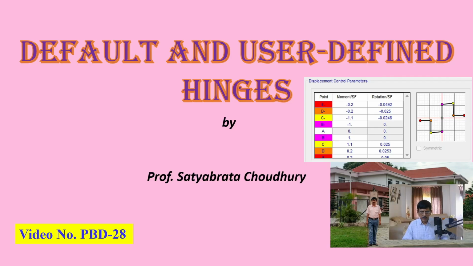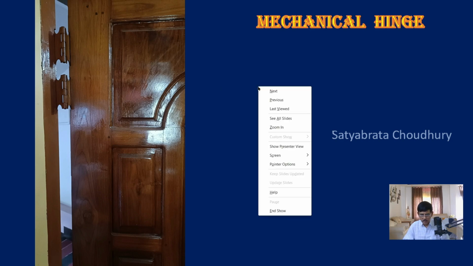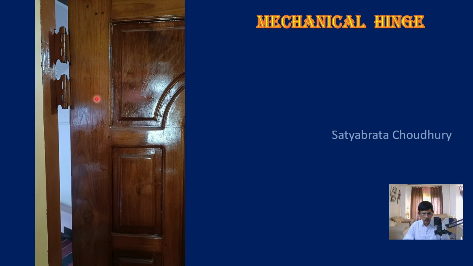So now we are entering into the real video, and let us see what are the default hinges and what are the user-defined hinges. There are two types of hinges. One is called mechanical hinge, another is called plastic hinge. What is a mechanical hinge? You can see here in this picture. These are the hinges in the door.